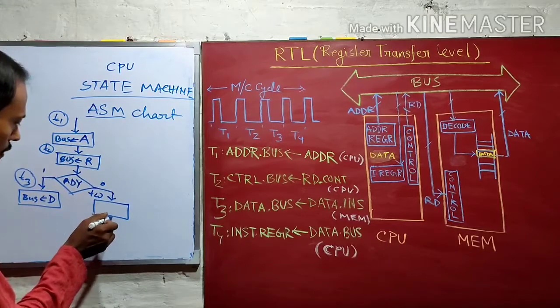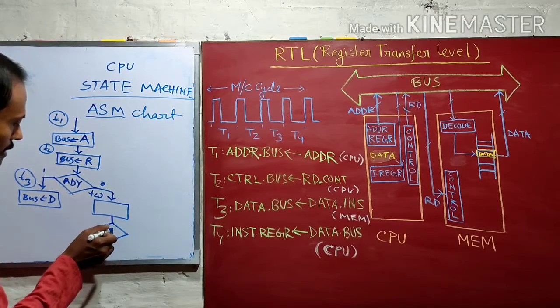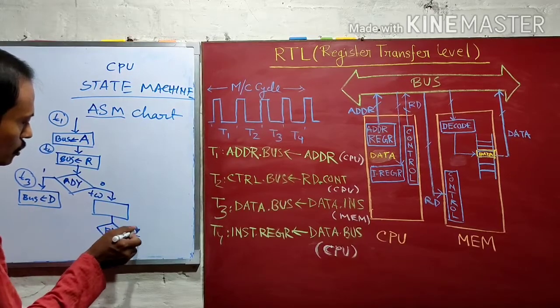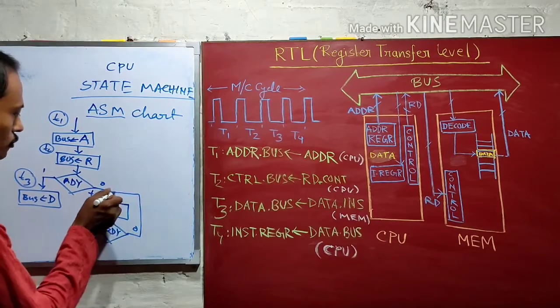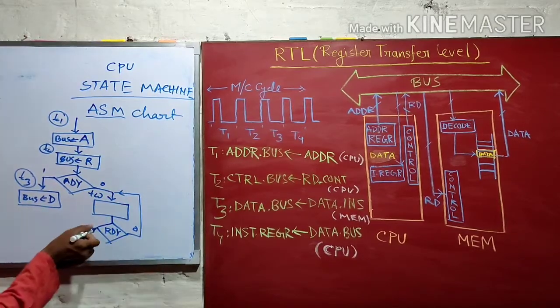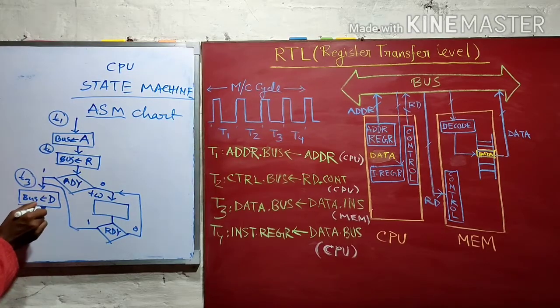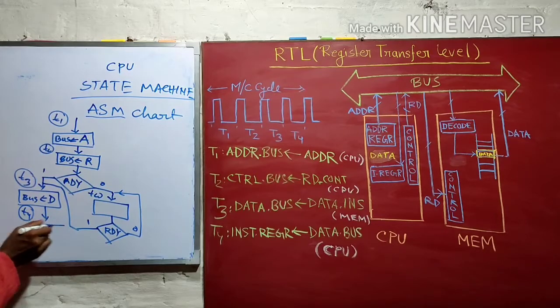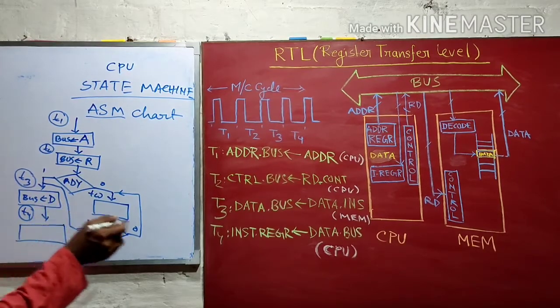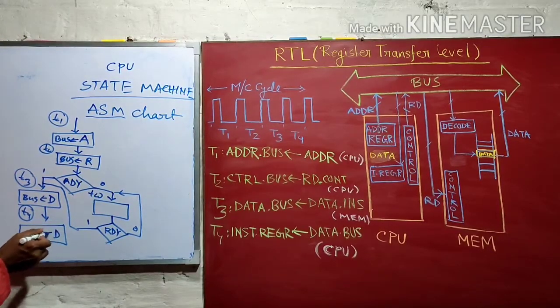Okay, so from this waiting state, it will check the ready signal. If the ready signal is 0, then it will move to another waiting state. If it is 1, then what will happen? It will move to this position, and then it will move to the fourth state. That means the data will be put on the instruction register.